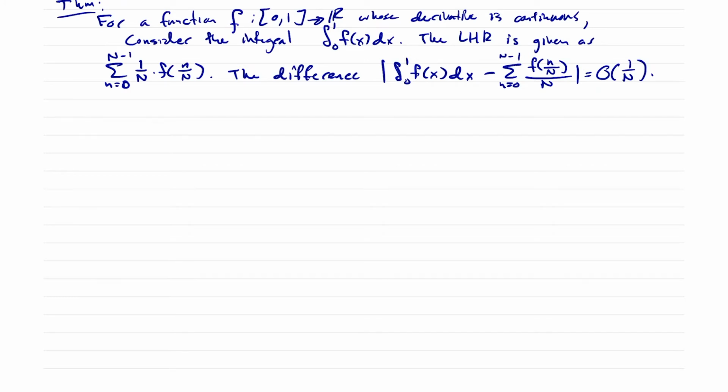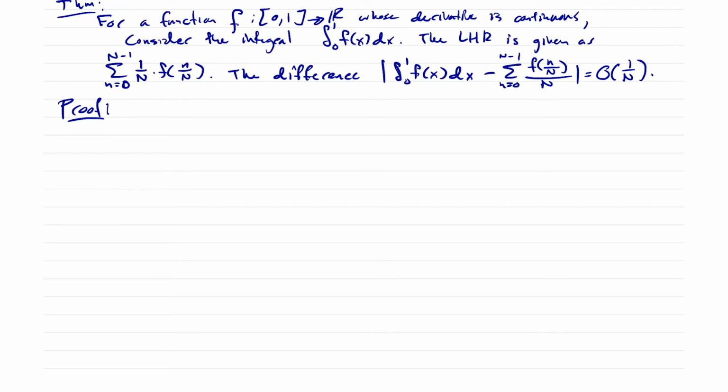Okay, so let's go ahead and prove that. Proof. What we're going to do is write these two quantities, the integral and the sum, in two different ways. I'm going to write the integral as a sum, and I'm going to write the sum as a sum of integrals. So let's go ahead and do that.